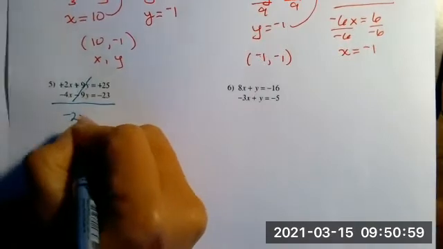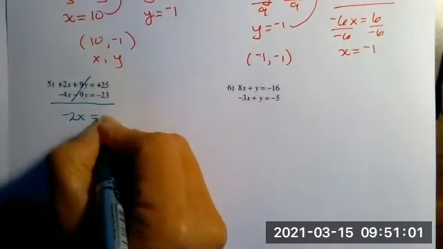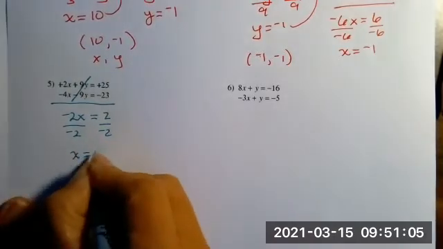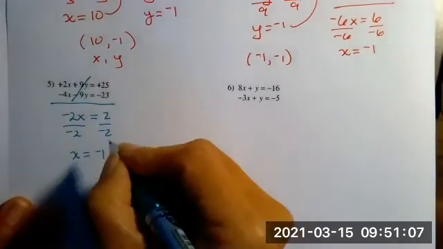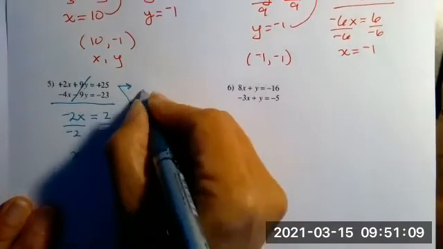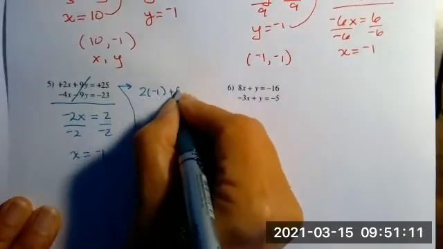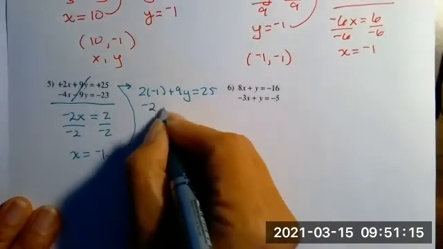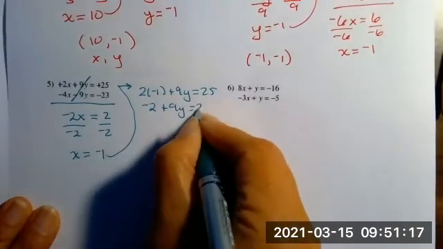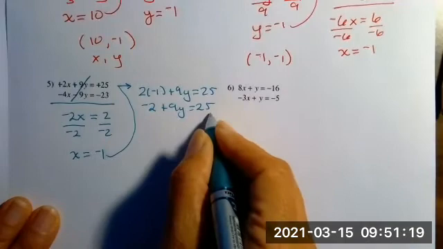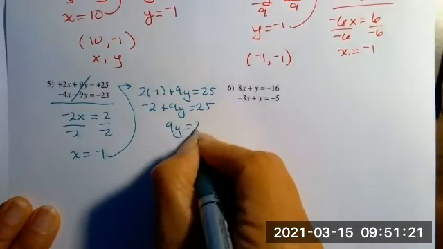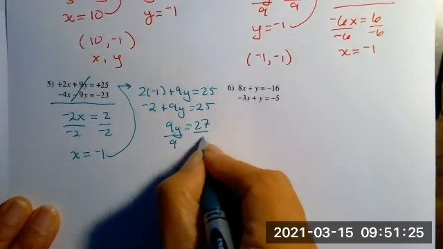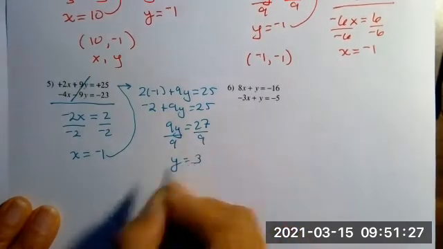This is going to be negative 2x equals 2. Divide by negative 2, x equals negative 1. Substitute it back in there. This is negative 2. I can add 2 to the other side. That's going to be 27. Divide by 9, y equals 2.